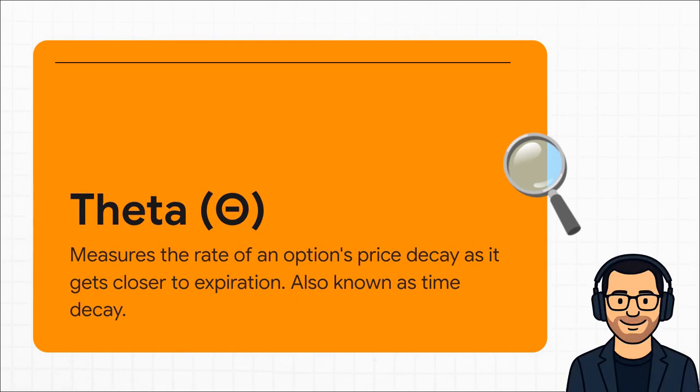Next up is Theta. Now, if delta is your speedometer, theta is kind of like a countdown clock, or maybe a leaky gas tank. It measures how much value your option loses every single day just because time is passing. They call it time decay for a reason. It's this constant nagging drain on your options price.